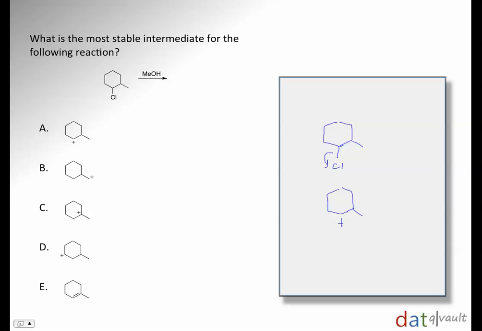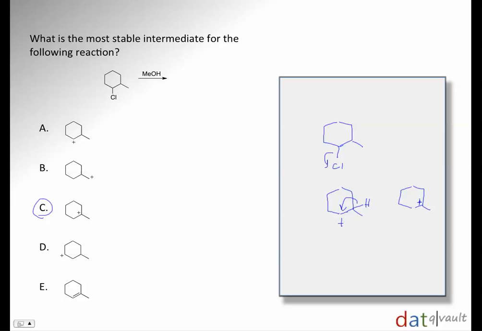So since we form a carbocation in this reaction, we need to look out for hydride shifts or carbocation rearrangements. Here we have an adjacent hydrogen to this carbocation that, if it shifts over to this carbocation, we form a more stable tertiary carbocation. So out of the top 4 choices, we see that we have a tertiary carbocation right here, which is going to be our most stable intermediate.